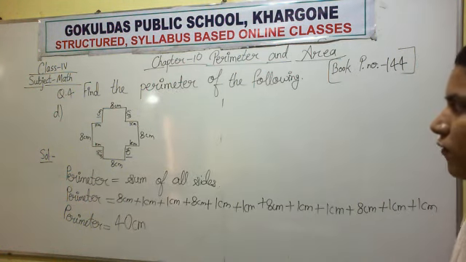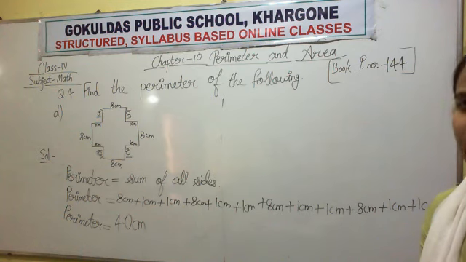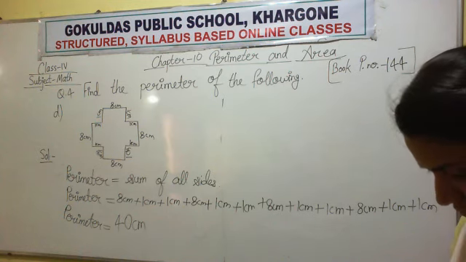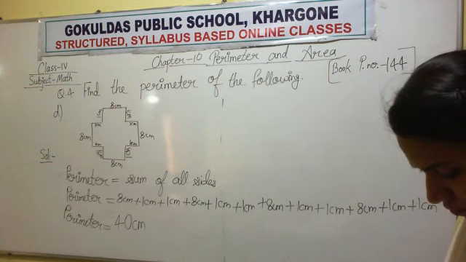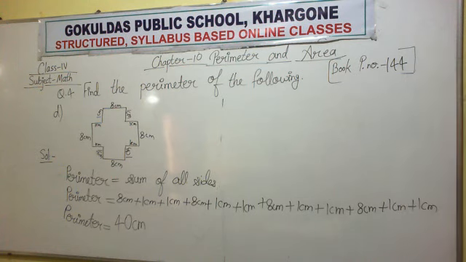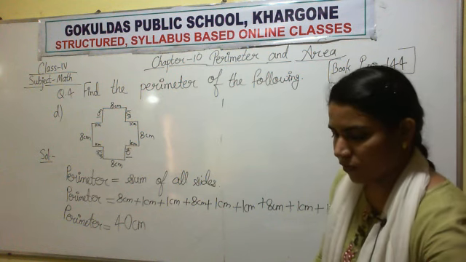The perimeter of figure D is 40 centimeter. Now figure E.